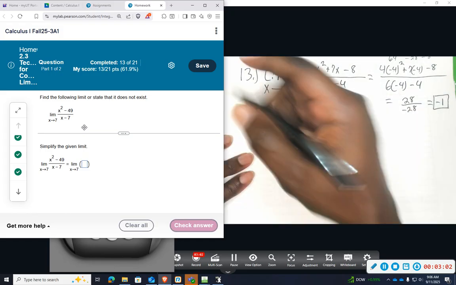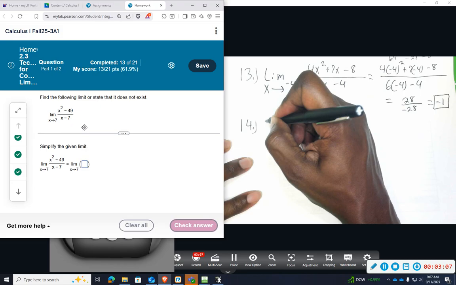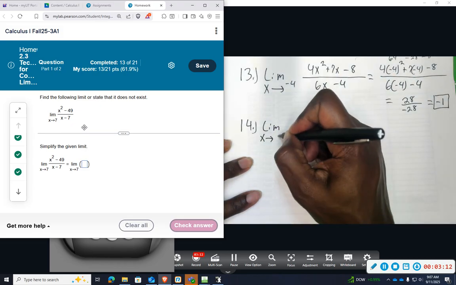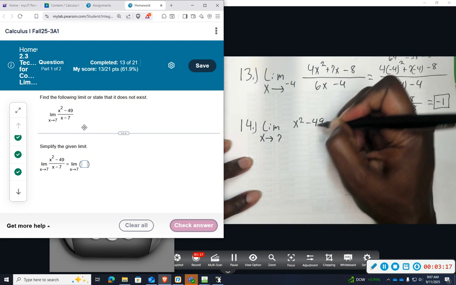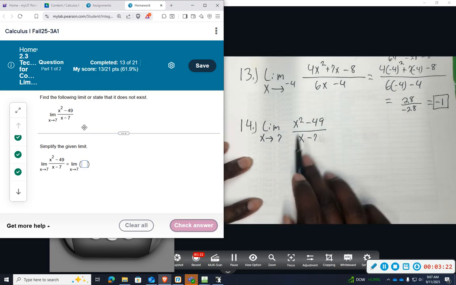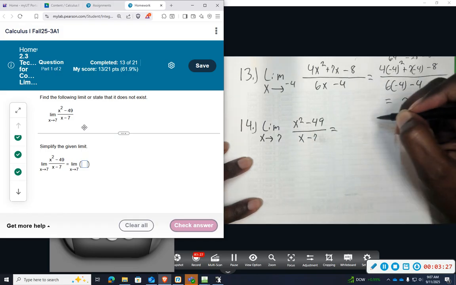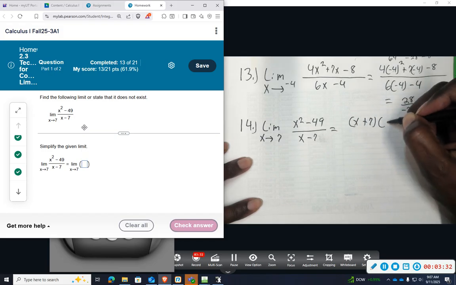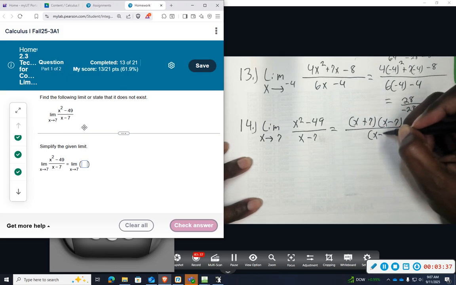So with this problem, we're going to need to employ a different method, and it looks like we can factor this function. So we have x squared minus 49 divided by x minus 7. So if you notice on the top, this can be factored by using difference of squares, and so that will give us x plus 7 and then x minus 7. And then on the bottom we still have our x minus 7.